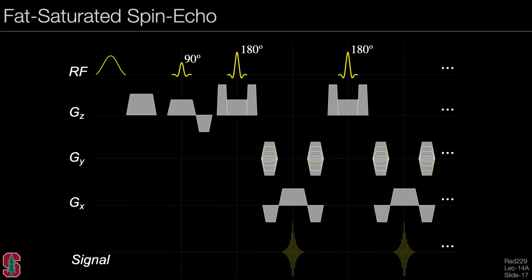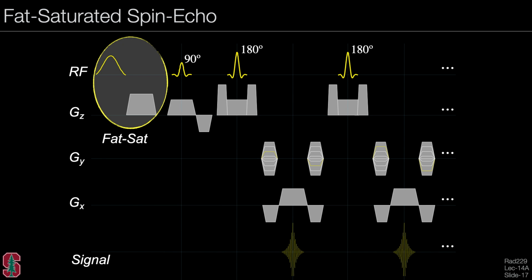So how do we apply fat suppression in a real sequence? Here is a spin echo train sequence, and we simply add the selective RF pulse with a dephasing gradient at the beginning of the sequence. So it's very, very simple to add to these spin echo sequences.